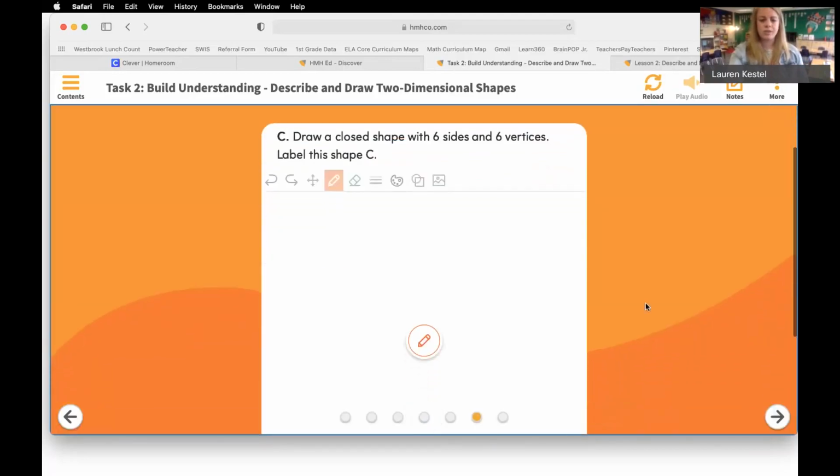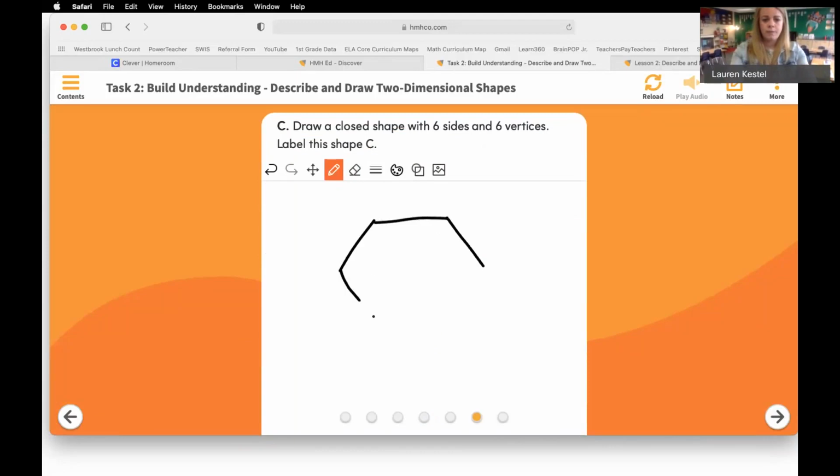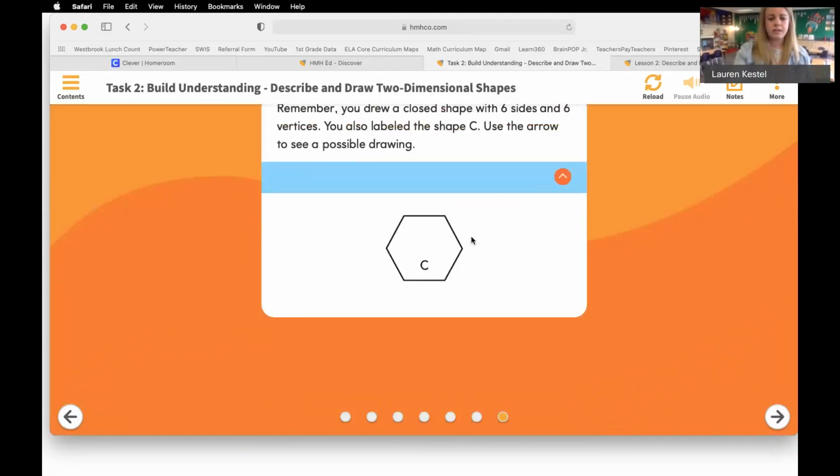Let's draw a closed shape with 6 sides and 6 vertices. We're going to label this shape C. 1, 2, 3, 4, 5, 6. Here's a 6-sided shape with 1, 2, 3, 4, 5, 6 vertices. We're going to label this shape C. Let's see another possible drawing. Here's a 6-sided shape with 6 vertices.